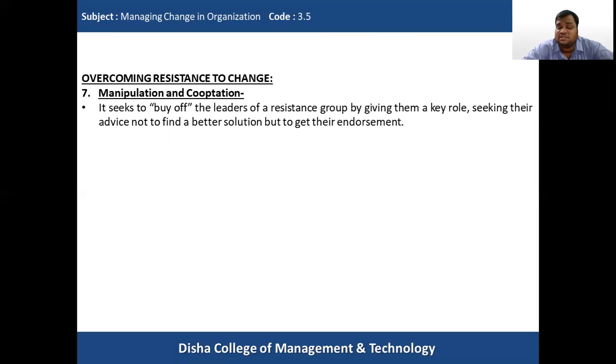Whenever the leaders of the resistance group accept a particular key role, or advise on this change process, and the people under them, the resisting group, see that the leaders are already accepting the change or being a part of the change initiative, then they will try to overcome their resistance and accept the change. So cooptation can also be used by the top management or the change agent to see that the resistance to change is overcome.